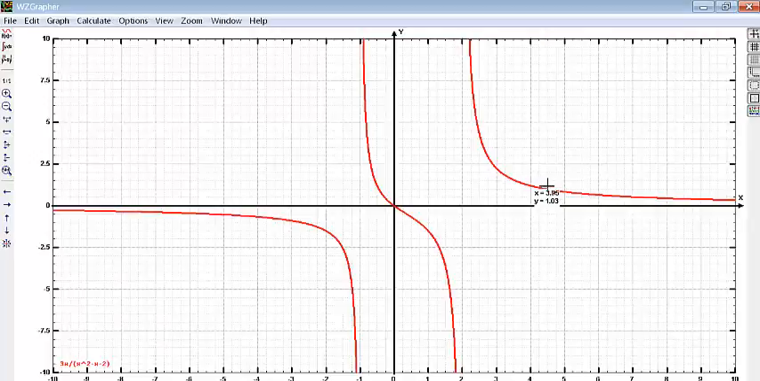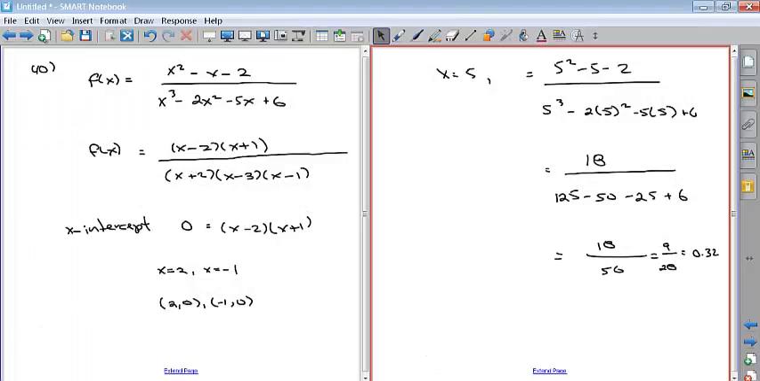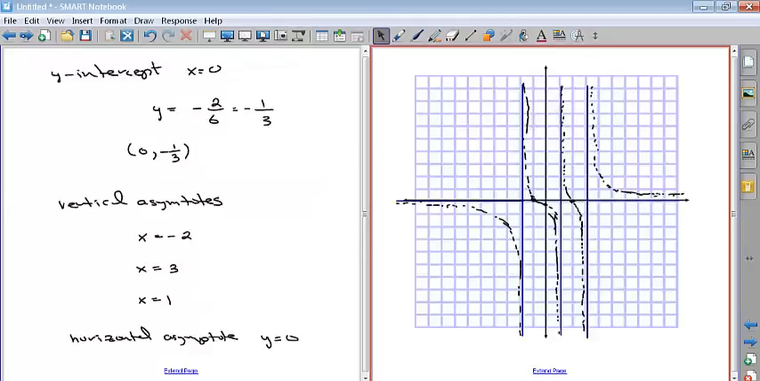So if we go over here, I have 5 comma 0.32. So I'll go 1, 2, 3, 4, 5, and 0.32 actually. So we really come down a little bit tighter than that. Probably the same thing's going to happen over here. It's going to be a pretty tight curve.